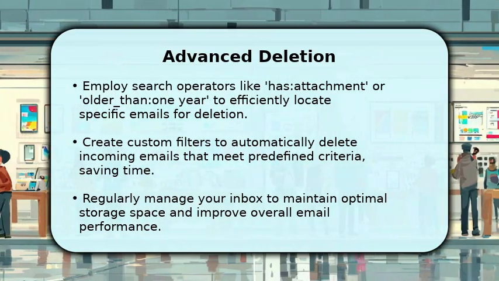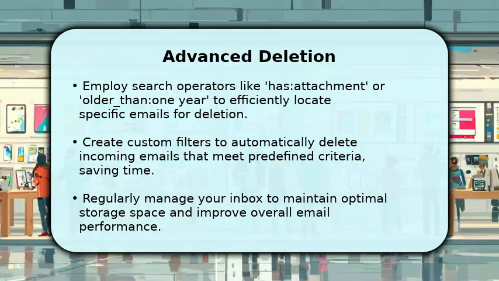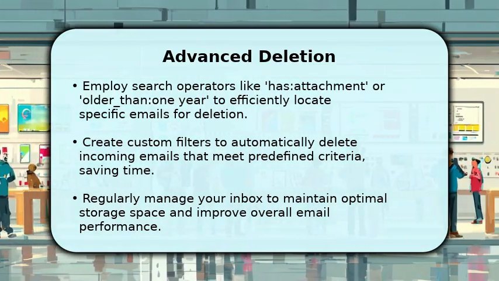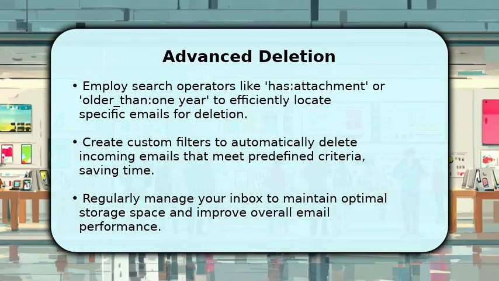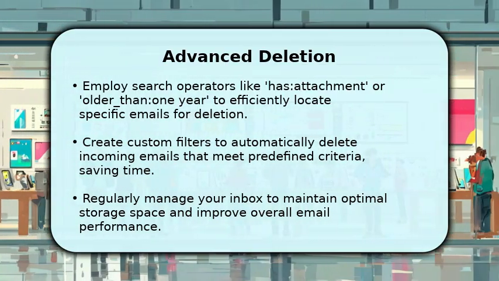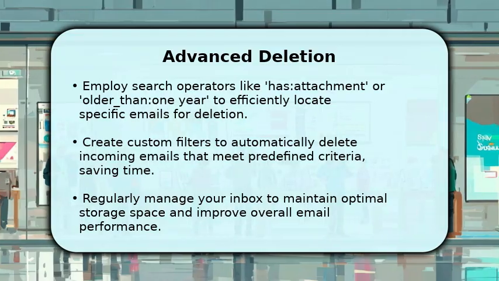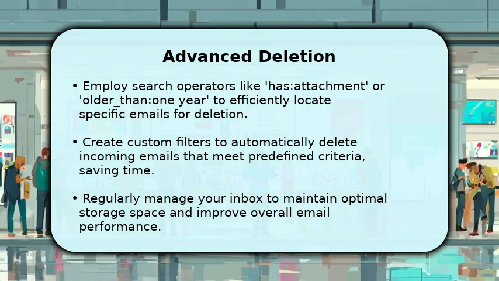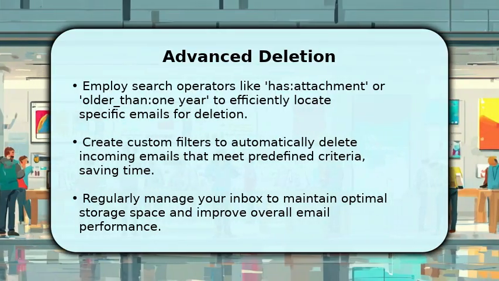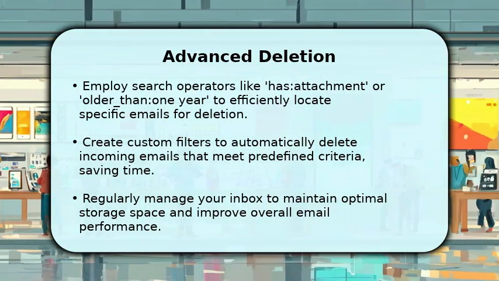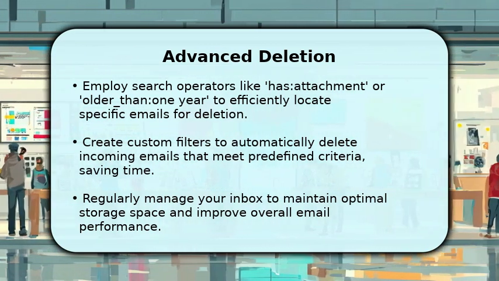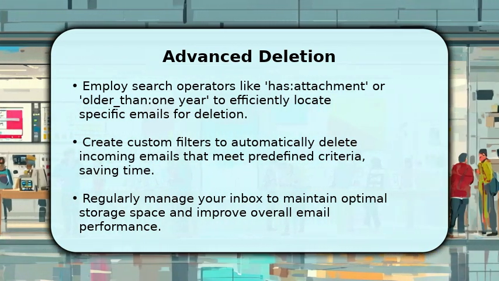For more advanced deletion, leverage Gmail's powerful search operators. For instance, typing has:attachment will show all emails with files, or older_than:1y will display messages over 12 months old, making bulk deletion easier. You can also set up filters to automatically delete certain incoming emails, streamlining your inbox management. Consistent inbox maintenance, perhaps once every 2 weeks, is key to keeping your storage under control and ensuring your email experience remains smooth and efficient.